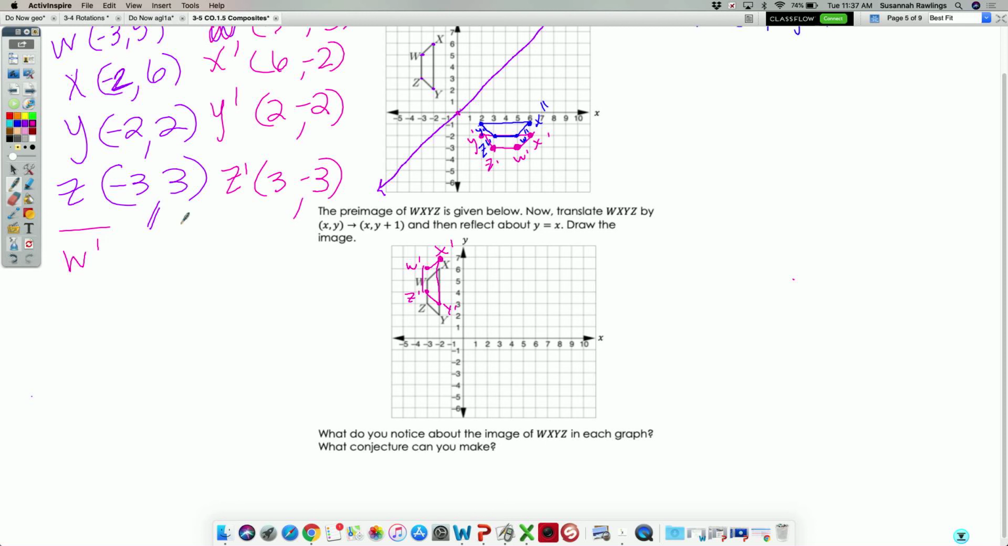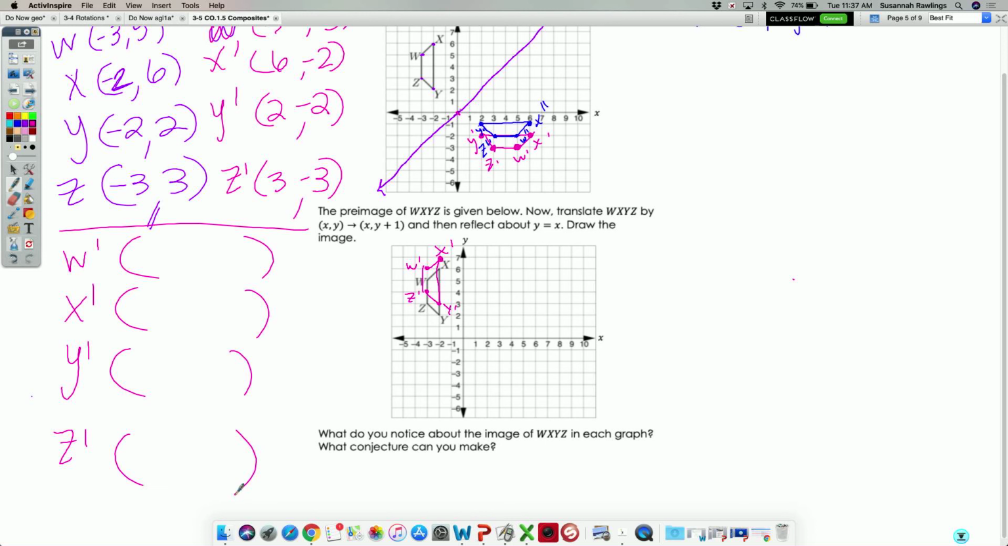And we are going to need these points, so W prime, X prime, Y prime, Z prime. So double checking, W prime is -3, 6, yes? X prime is -2, 7. Y prime is -2, 3. And Z prime is -3, 4. Do you guys agree? Alright. So we have our pre-image points.